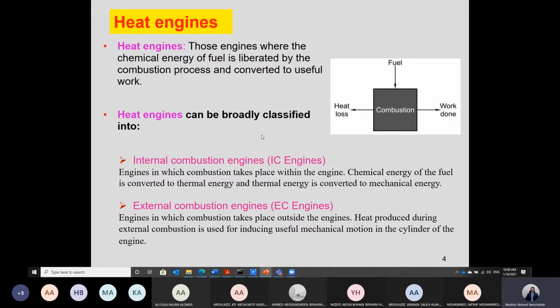The heat engine, Shabab, can be classified as either an internal combustion engine. Internal combustion engine means the combustion takes place within the same unit in which we get the power.